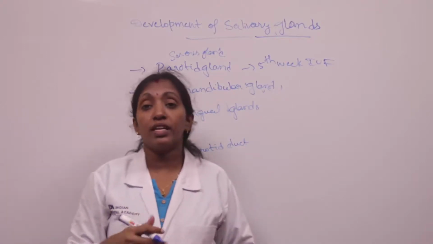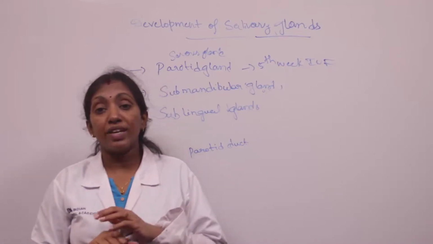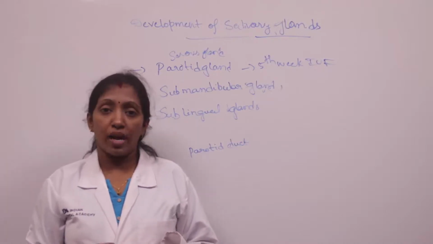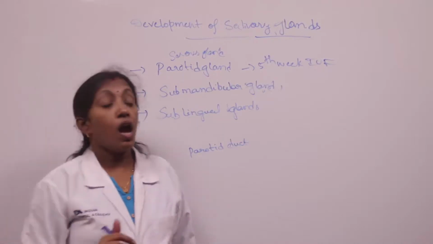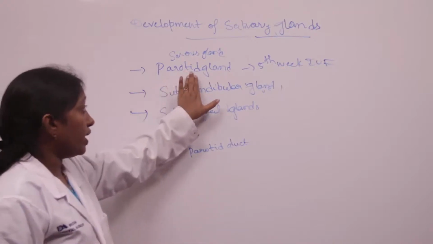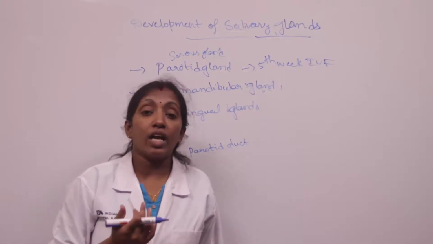One more thing is that the parotid duct moves along with the angle of the mouth and opens into the vestibule of the mouth opposite the crown of the upper second molar tooth. So the parotid gland develops as an ectodermal furrow.